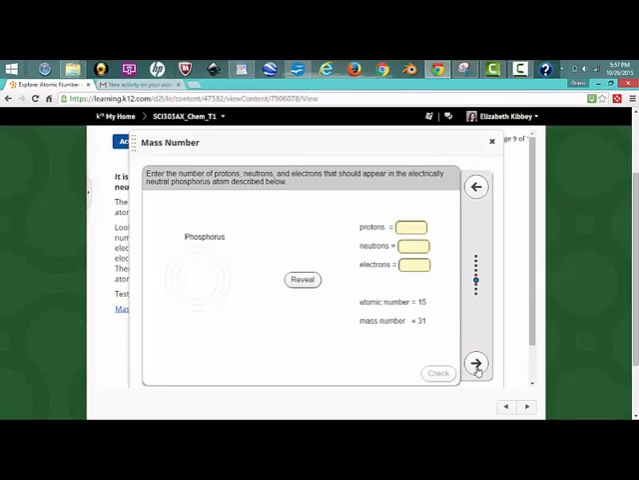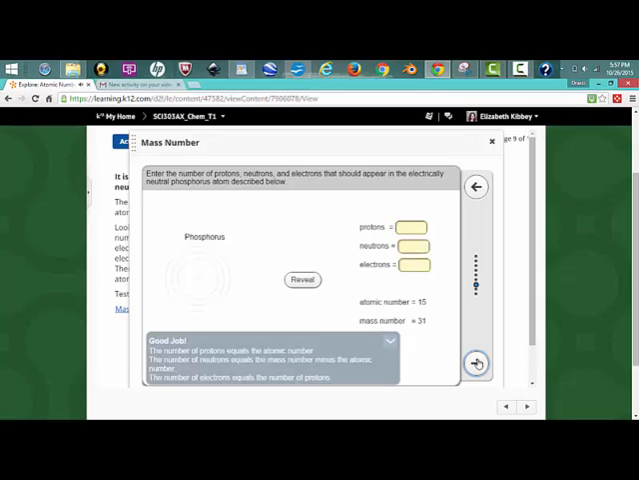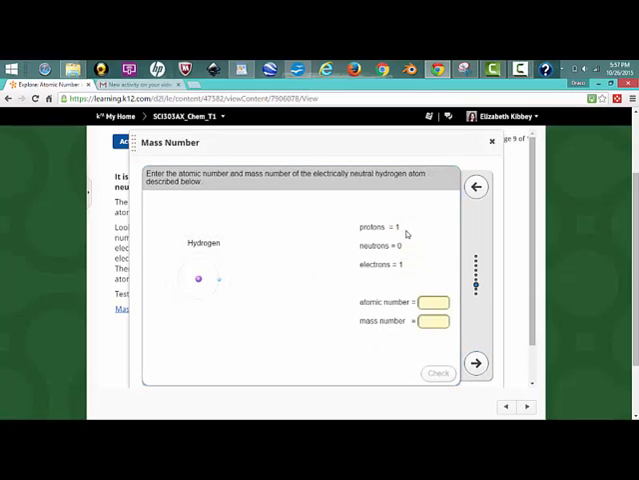Now we have to find the number of protons, neutrons, and electrons. Looking at the atomic number, we see that there are 15. That is the atomic number, 15. That means 15 protons, 15 electrons, and that also means 16 neutrons. The atomic number is equal to the number of protons, so that is 1. And the mass number is 1 because 1 plus 0 is 1.